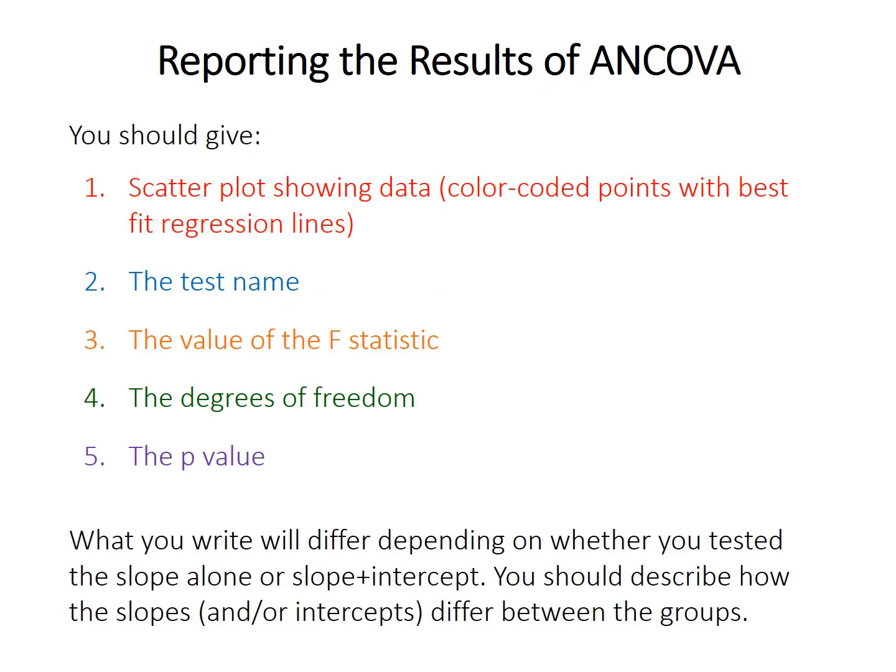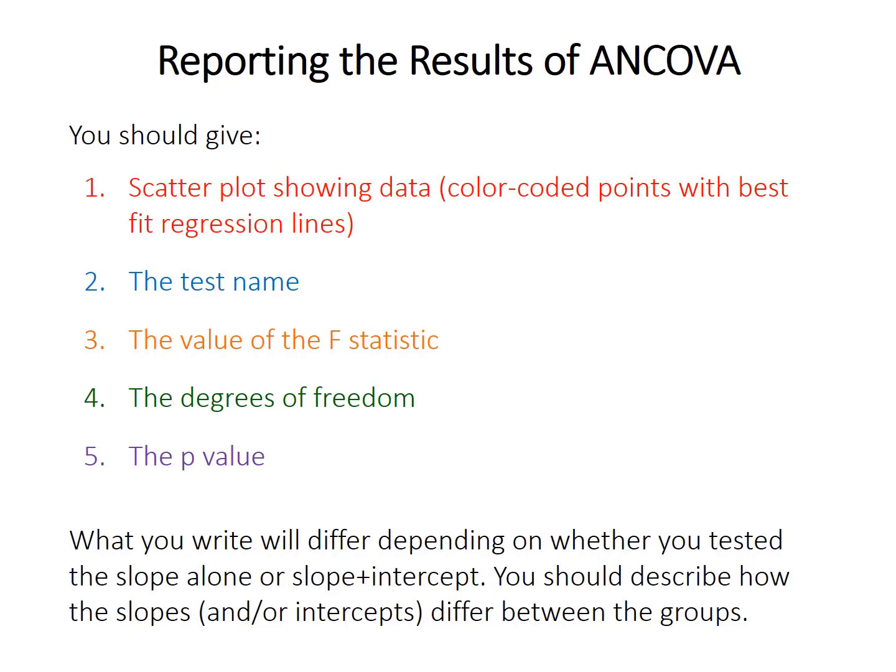So ANCOVA is sort of like an extended version of ANOVA. They're all types of general linear models, so you'll end up with an F statistic. To report your results, you would often want to give a scatter plot with the data, and it helps to have color-coded points or different symbols for points. Then you can have different regression lines with different colors or symbols for the groups to indicate how their slopes and intercepts may differ.